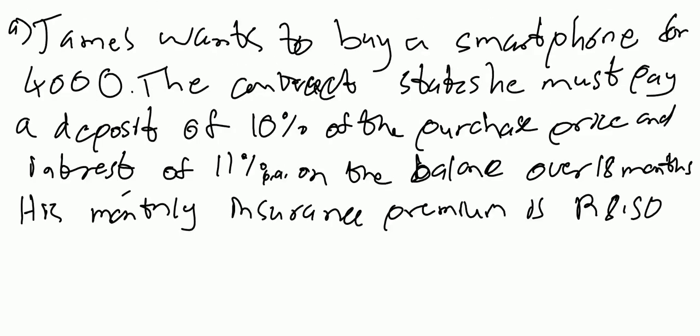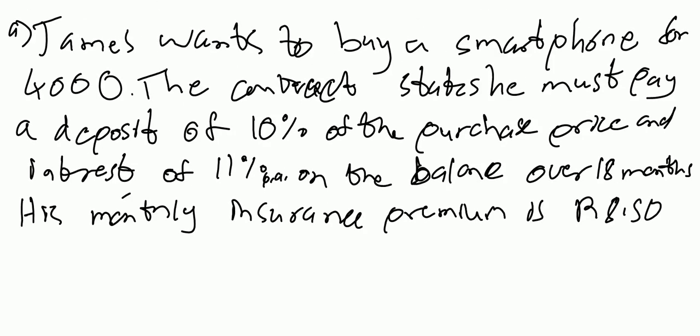A simple example. James wants to buy a smartphone for 4,000. The contract states he must pay a deposit of 10%. That means since James wants to buy a smartphone for 4,000, but he does not have 4,000 in cash, he wants to pay it in installments. But the contract that he signed says he must pay a 10% deposit in order for him to get that phone.